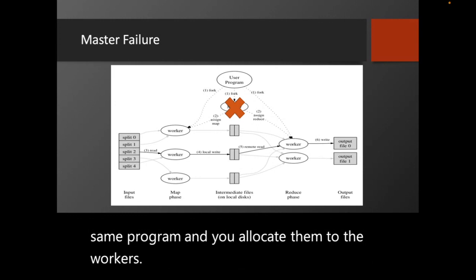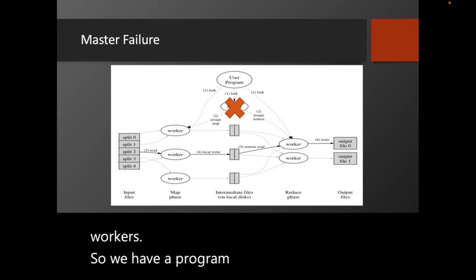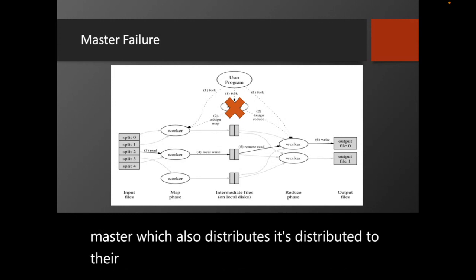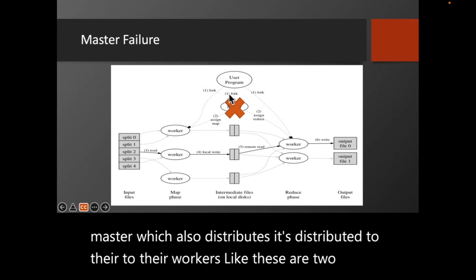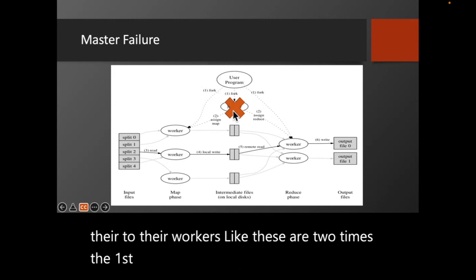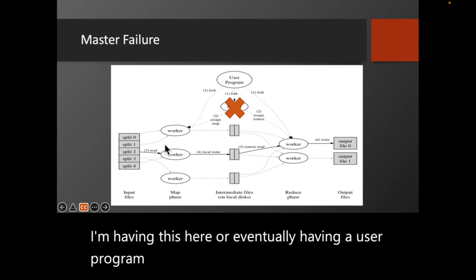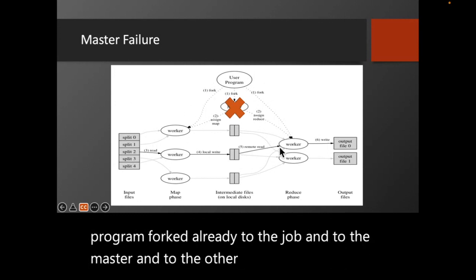Okay. So we have a program that we fork into the master, which also distributes this program. It's distributed to the workers. In fact, these are two times. The first is having this here, or eventually having a user program forked already to the job and to the master and to the other workers, because well, here you have the full experience.